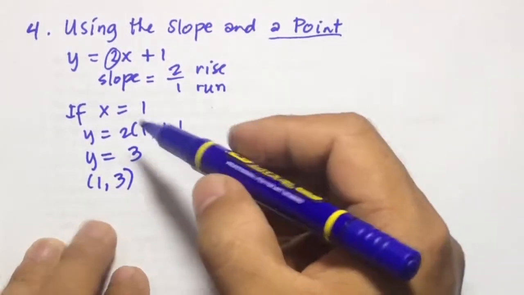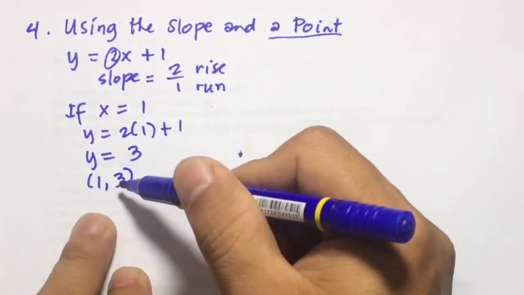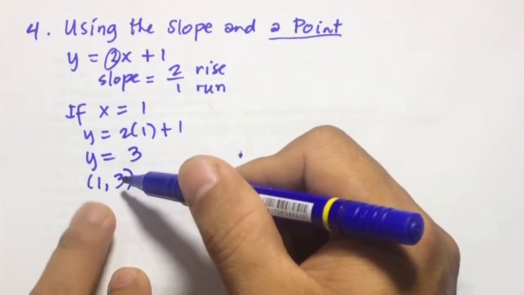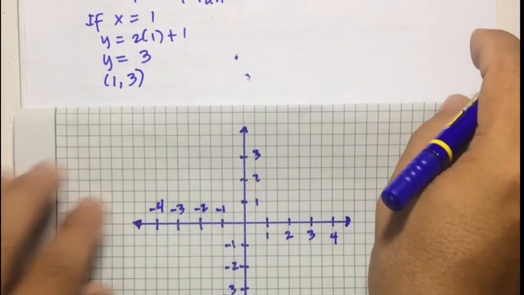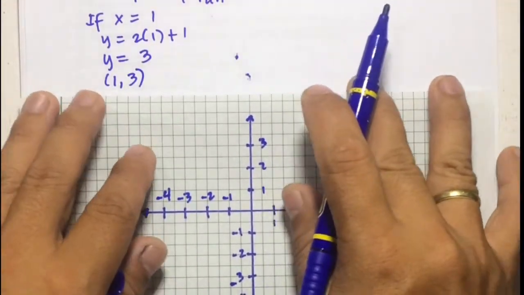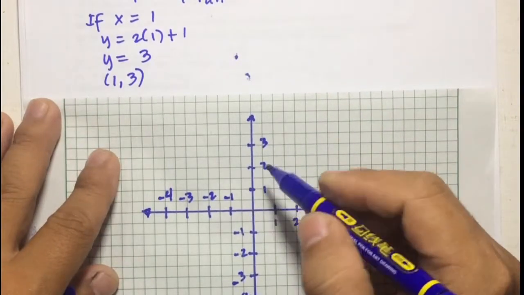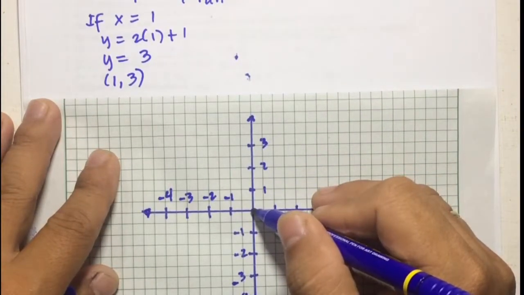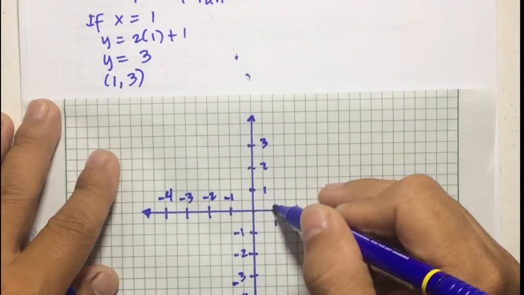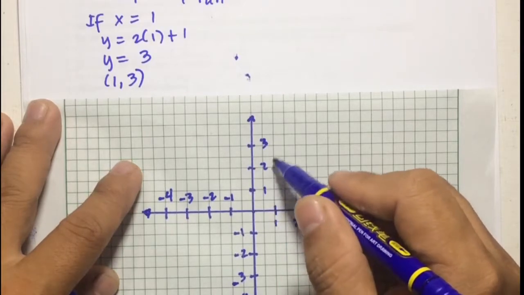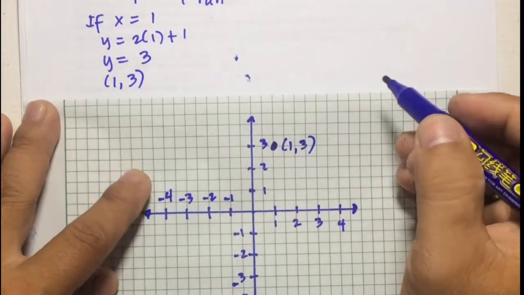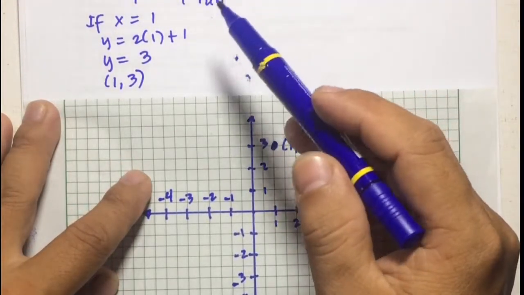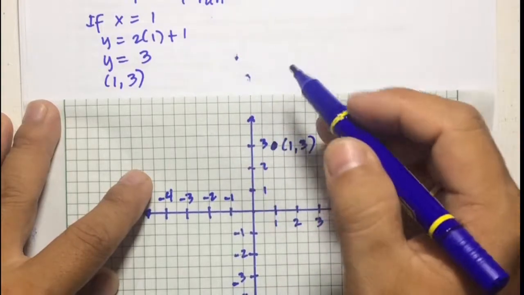So what we're going to do is plot this point here, and find another point using the slope 2 over 1. So the point here is (1, 3). We're going to plot this on graphing paper. So the starting point is the origin. Then x is 1, so we're going to move 1 unit towards the right. Then y is 3, so we're going to move up 3 units, 1, 2, 3. So this will be the point here. This is (1, 3).